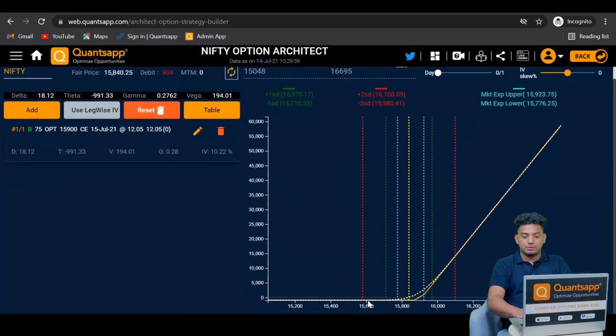Now in this scenario, if we have a look, my maximum loss is limited to the option premium which we pay. So even if Nifty goes down till 15,048, my maximum loss is going to be 904 rupees, which is, by the way, the amount of option premium we paid to buy this option. Whereas on the upside, as Nifty goes in the upward direction, I'll be making a profit.